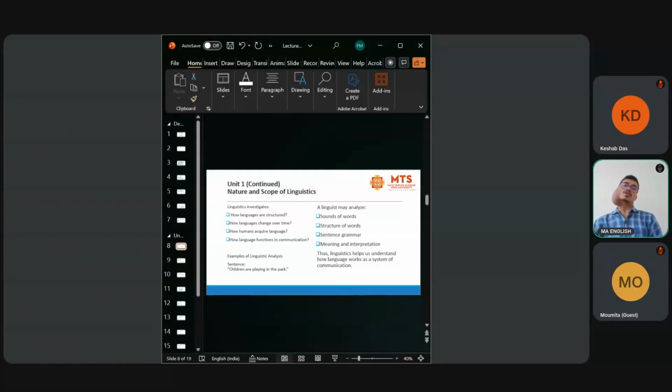Okay, so now to make this even clearer, you can see this slide gives us a very helpful example here. So take a sentence like: children are playing in the park. A linguist might analyze the sentence at multiple levels simultaneously. At the level of sound, something like that, children, right? At the level of sound, how each word is produced and perceived, right?